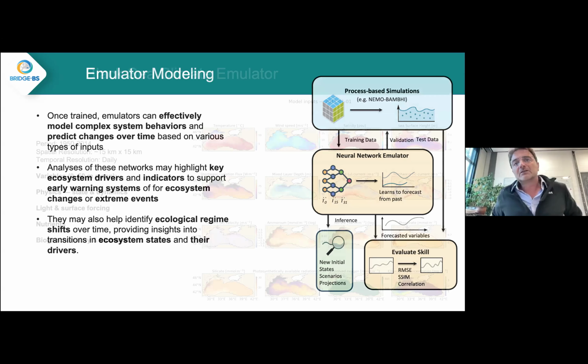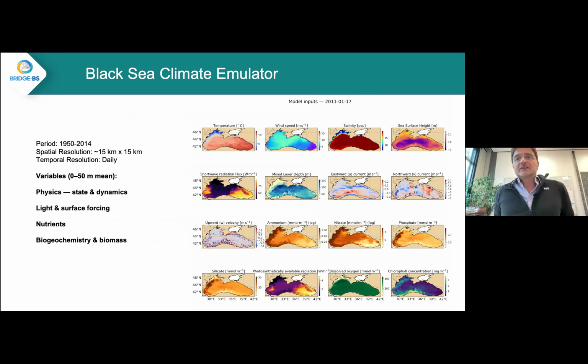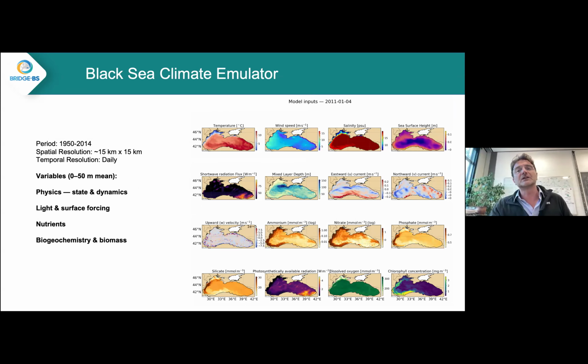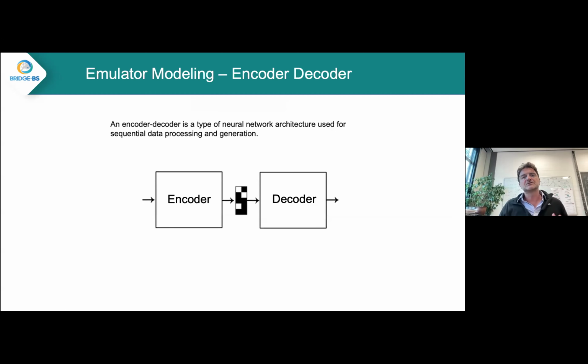The neural network, as I mentioned before, receives inputs from the process-based models. This is just a snapshot of the type of input that we have. They are spatial and temporal dynamics across different channels, different variables, for a long period, from 1950 to 2014, and actually also up to 2100 when we did it for the different scenarios. And of course, we take different types of variables covering the physics, the biogeochemistry, the nutrients, and the interactions between land and sea.